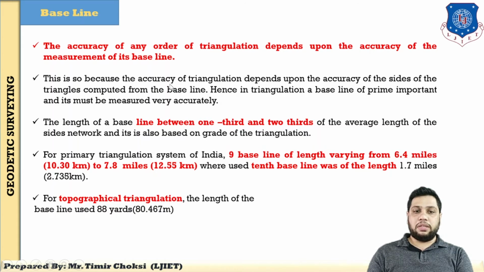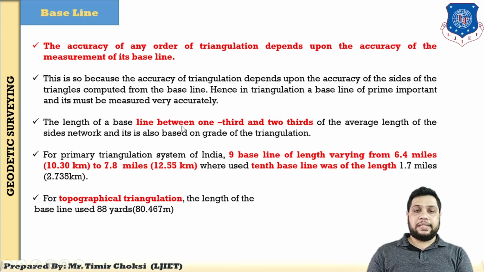This is so because the accuracy of triangulation depends upon the accuracy of the sides of the triangles computed from the baseline. Hence in triangulation the baseline is of prime importance and it must be measured very accurately. So the accuracy of the triangulation depends upon the accuracy of the baseline, and you have to find the baseline accurately and precisely.